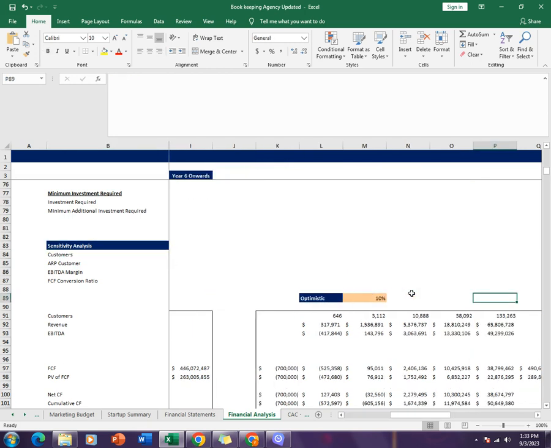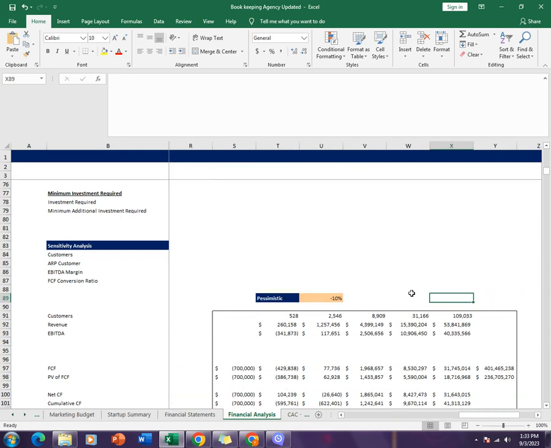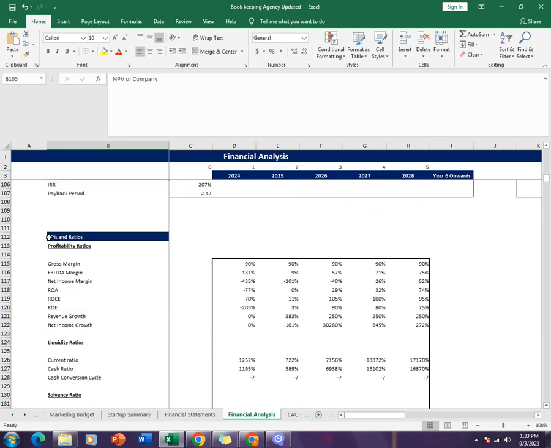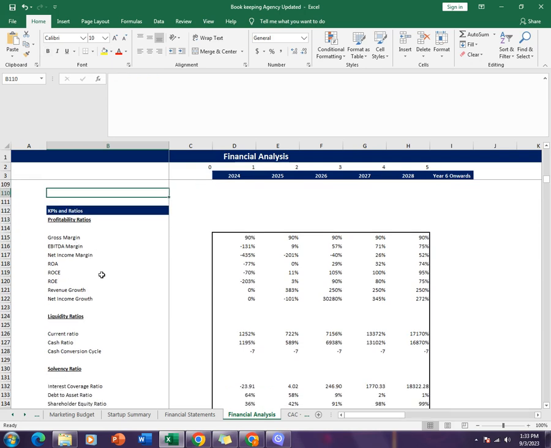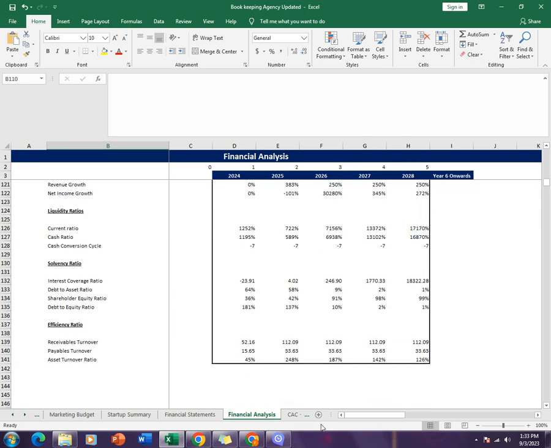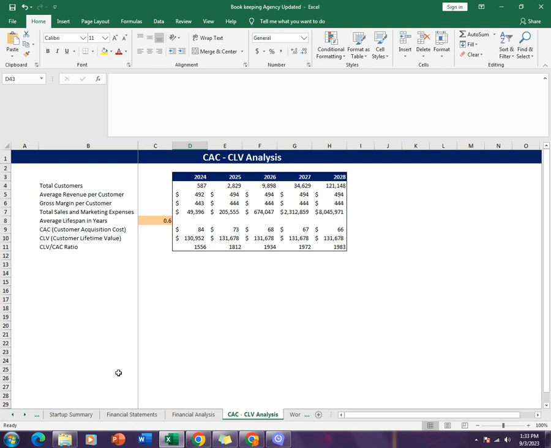scenario-based assumptions of the company, analysis of the company on optimistic, actual, and pessimistic. It also gives you a brief on the payback period of the company, the IRR of the company, and the NPV of the company. Then comes the KPIs and ratios of the company. This tells you about profitability ratios, liquidity ratios, solvency ratio, and efficiency ratios. Coming towards the CAC and CLV analysis, this gives you the customer acquisition cost as well as the customer lifetime value of the company.